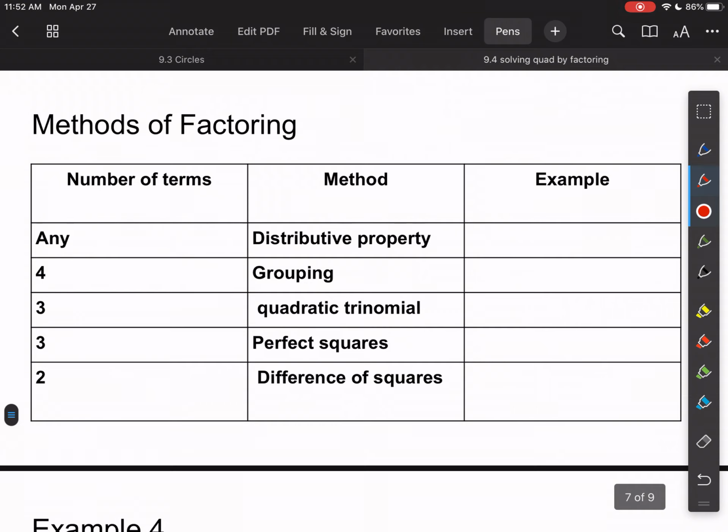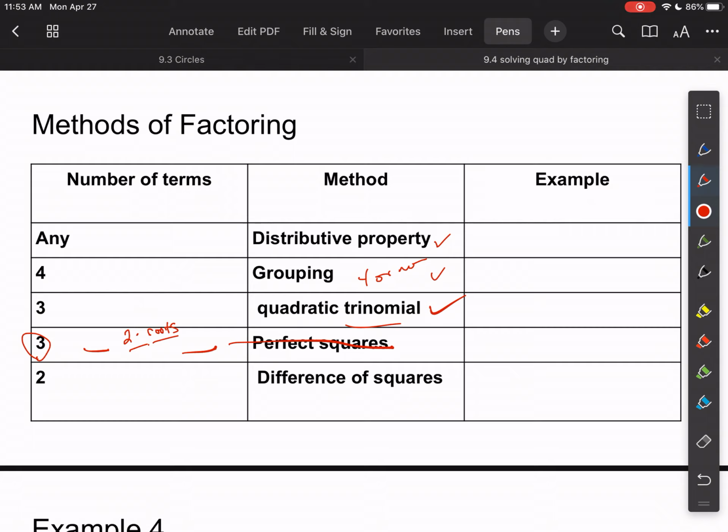This is just reminding you guys of the different types of factoring: distributed property, grouping when there's 4 or more, quadratic trinomials, that's just regular factoring with 3 terms. Perfect squares happen when you have 3 terms where, remember, the first term is perfect, the last term is perfect, and the middle term is 2 times those roots. And don't worry about this one. This one's not a big deal if you don't remember it. It's more important that you know this one.